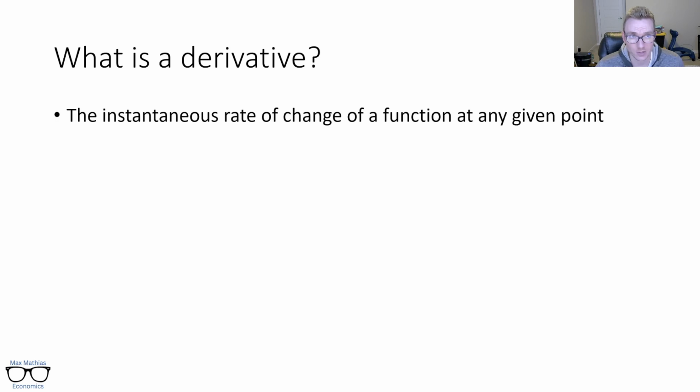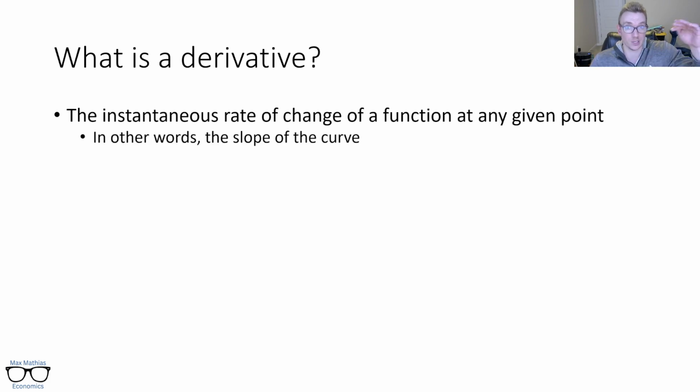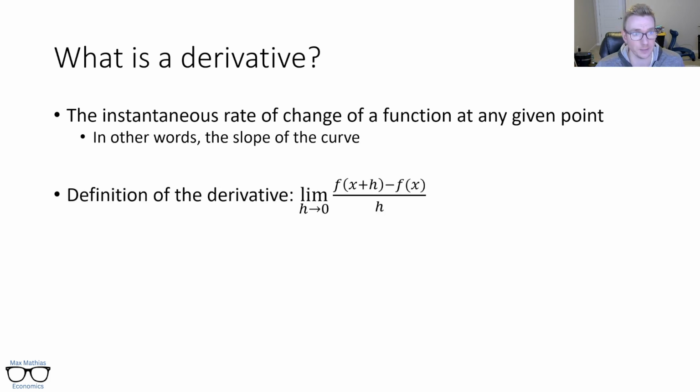So what is a derivative? It's the instantaneous rate of change of a function at any given point. Rate of change is just the slope, right? For something like a straight line, it's quite easy to find the slope. You don't need to do much work. But if you have something that's a curve, well, all of a sudden it's much harder to find the slope at any given point. The derivative gives us the power to do that, and in a pretty convenient way.